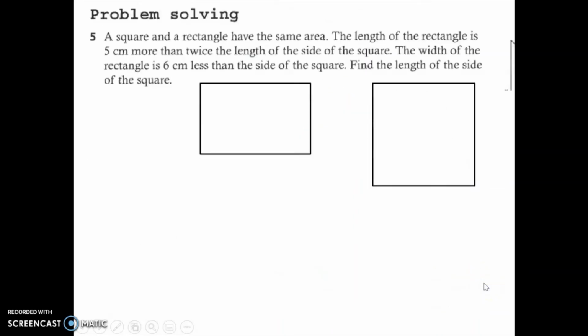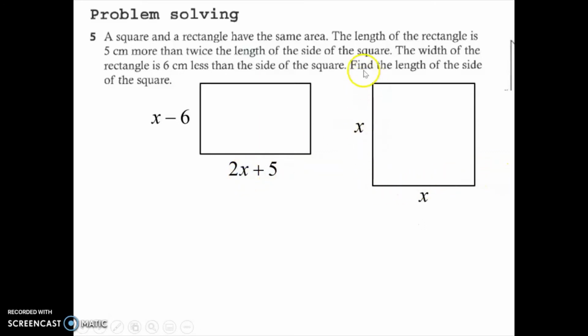Great. How about trying this one? They're getting a little tougher. Not too bad, but a little tougher. We have two shapes here, a square and a rectangle, and there's some words given to you about the relationship between dimensions here. So see if you can label them and solve this one. A little more challenging. Okay, we are told that the length of the rectangle is 5 more than twice the length of the square.